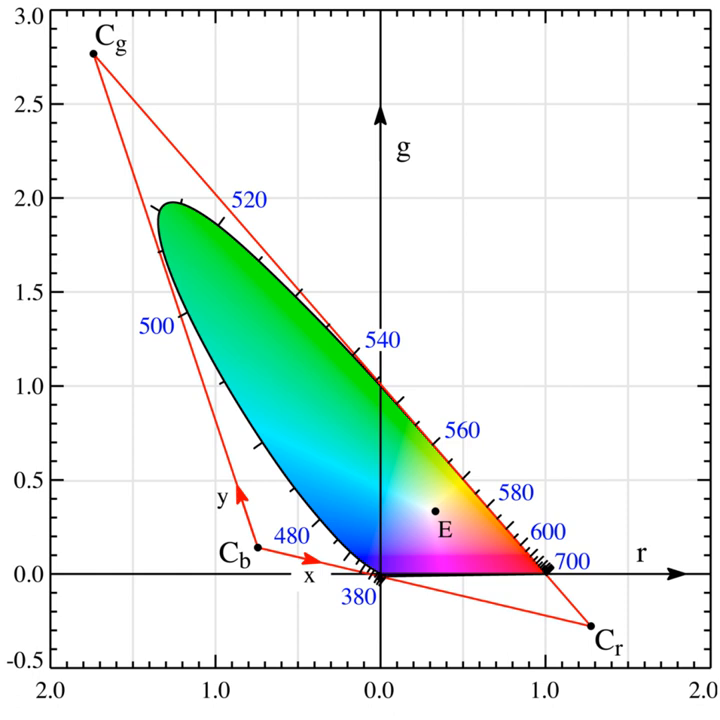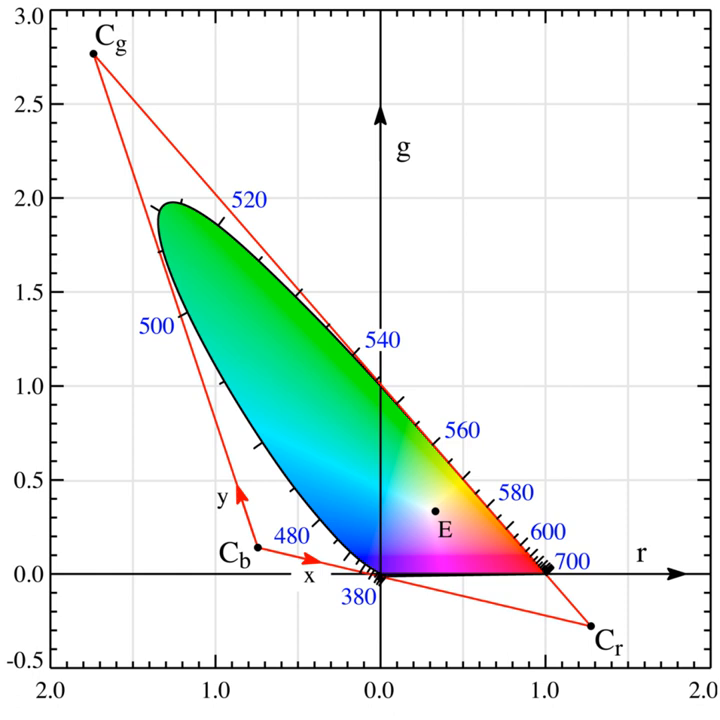When the test colors were monochromatic, a plot could be made of the amount of each primary used as a function of the wavelength of the test color. These 3 functions are called the color matching functions for that particular experiment.